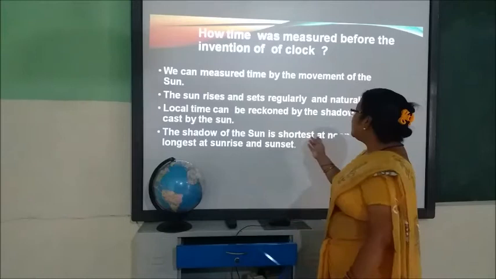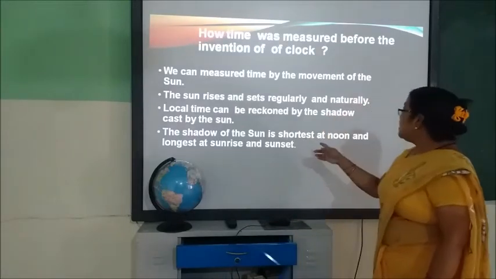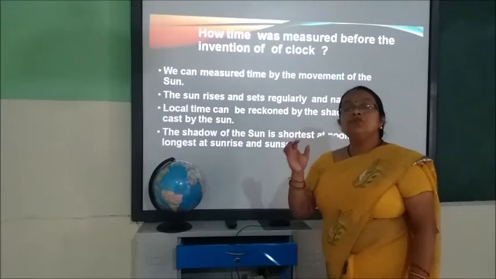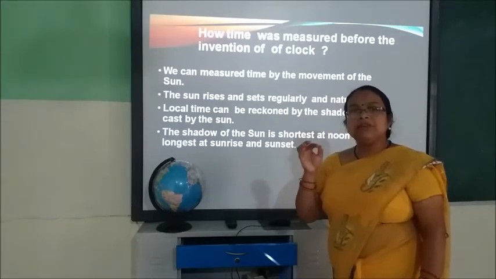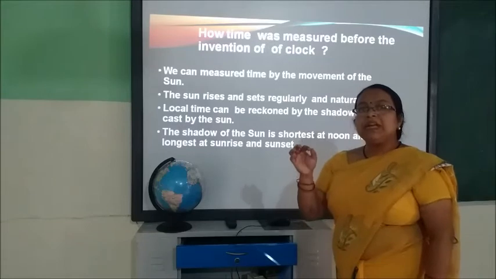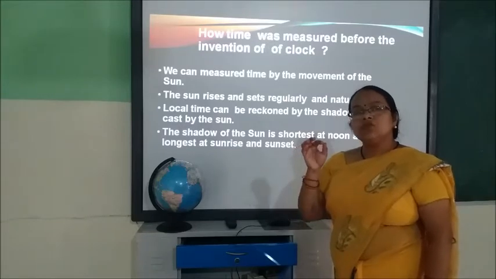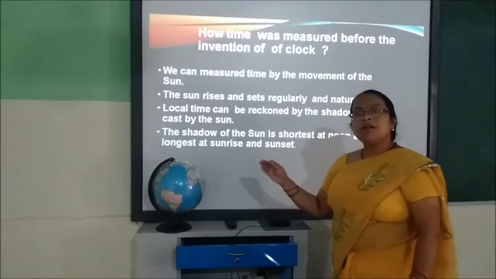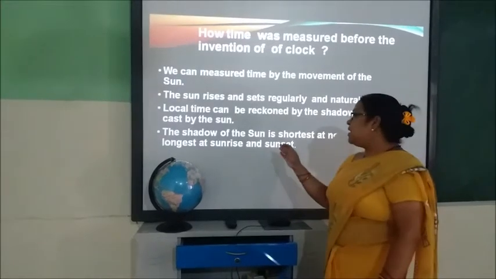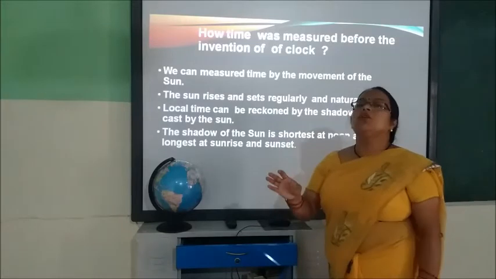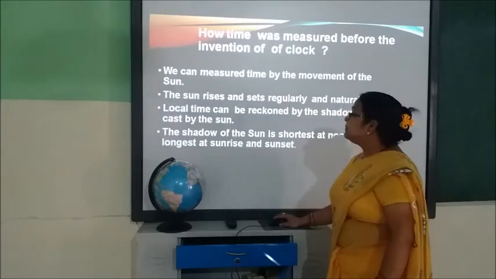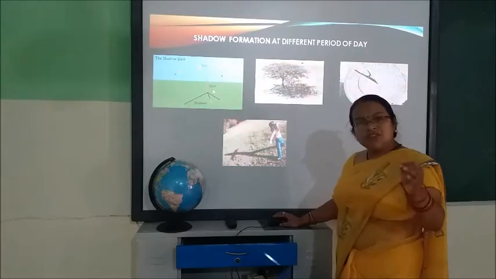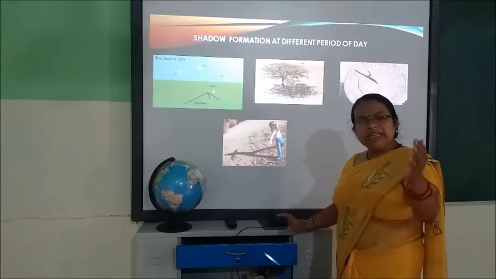The shadow of the sun is shortest at noon. Noon means 12 p.m. exactly, and at 12 it is shortest. It is longest at sunrise and sunset. This activity you will also do, children. Now, see here. It is a stick which is kept in the ground.